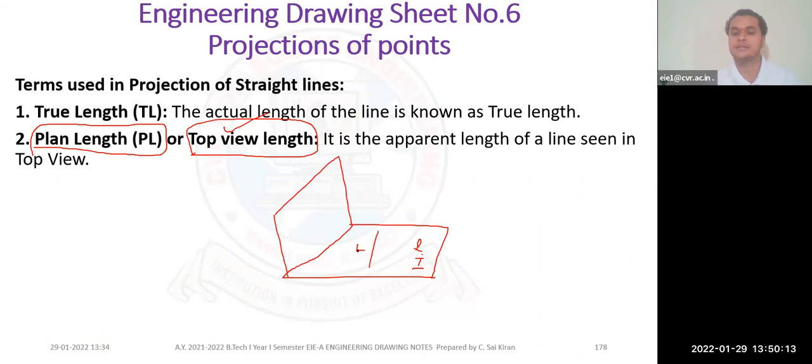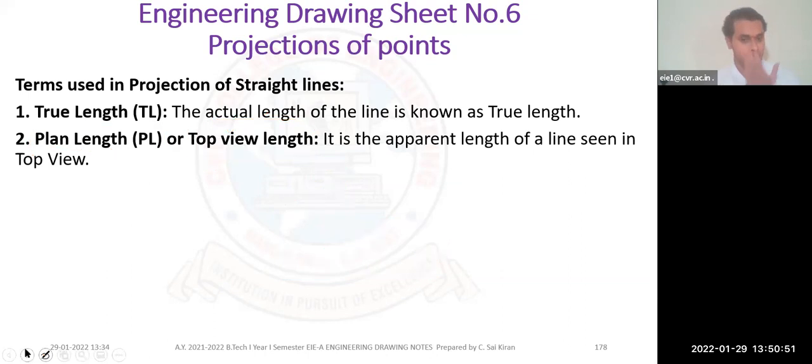We have to represent this as PL. PL is nothing but the plan length. So whenever you write PL, I will understand that it is a top view length. Don't write top view length, write it as PL. PL is nothing but the plan length or top view projection of the line. And whenever you write EL, EL is nothing but the elevation length. It means you are representing the front view length. Whenever you are representing front view length, you have to write it as EL, and whenever you are projecting the top view length, you have to write it as plan length. Okay.